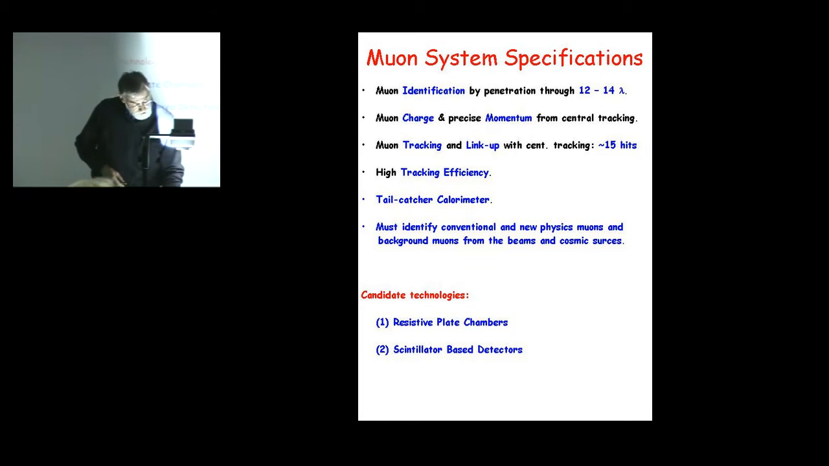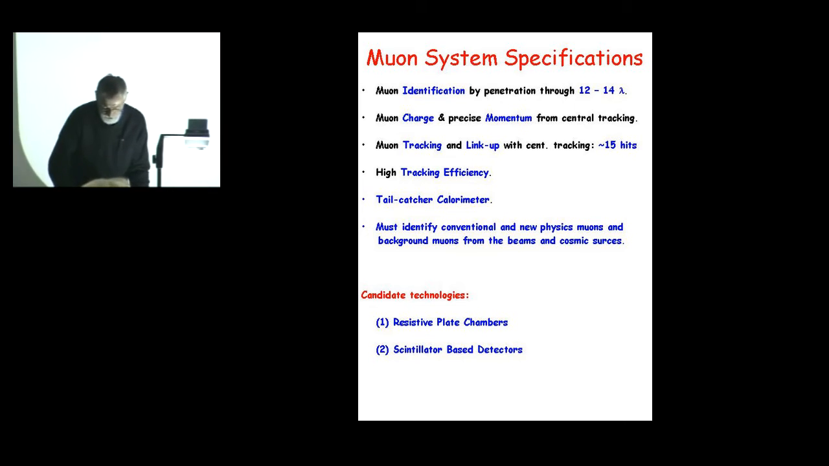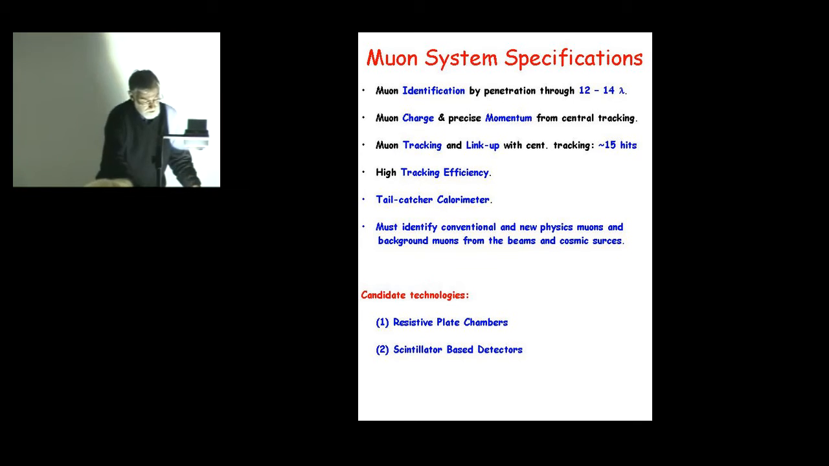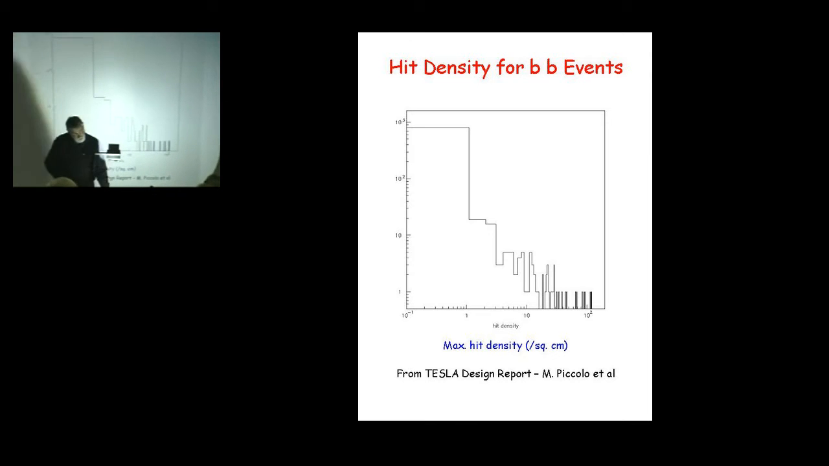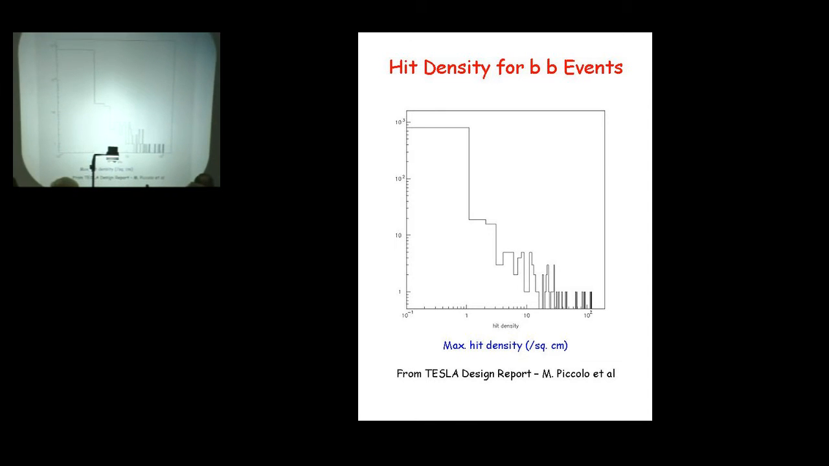So the candidate technologies are resistive plate chambers and similarly based detectors. And the resistive plate chamber case is part of the Tesla design report. And Marcello Piccolo and colleagues have worked this out, studied this in some detail. This is the maximum hit density, the number of hits per square centimeter along the x-axis. So in general, the hit density is rather low.